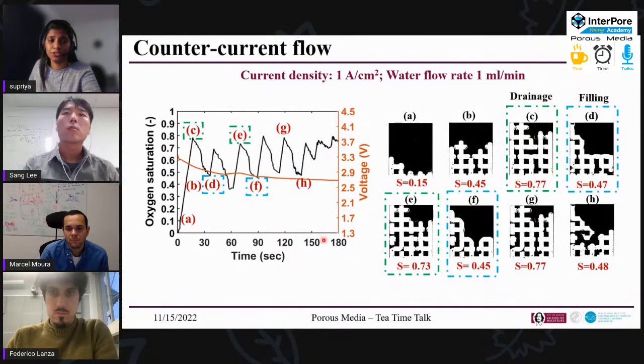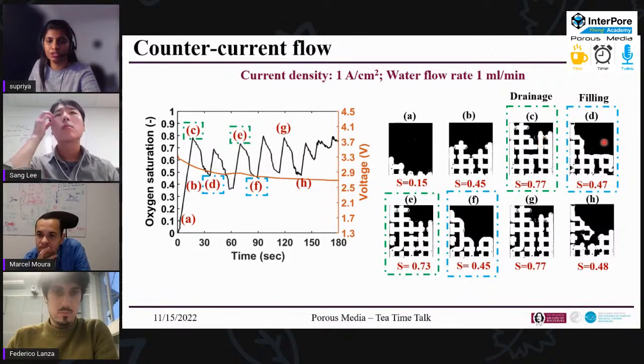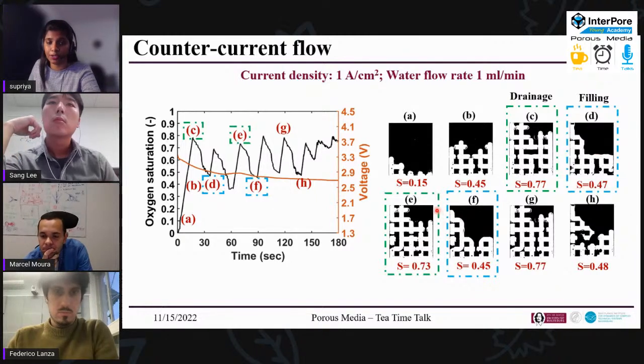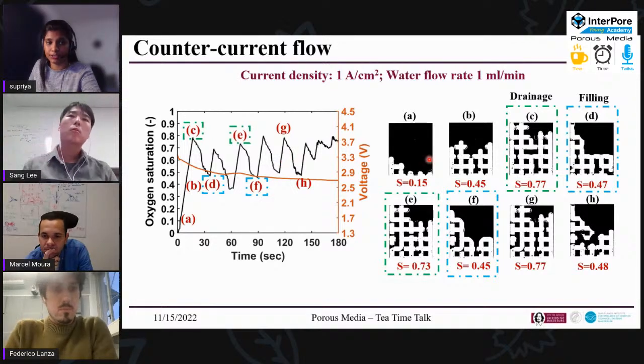This process can now be differentiated into drainage and filling cycles. The drainage is the removal of the water out of the system, and we have the oxygen flowing across. Then we have the filling, where the water fills the system again, and we again have the oxygen reaction taking place. So this is a continuous process of drainage and filling cycles.